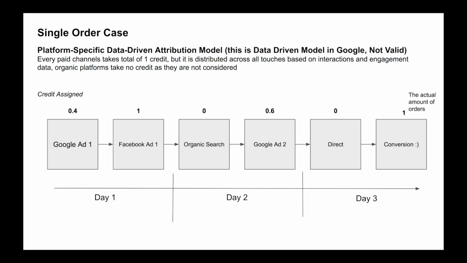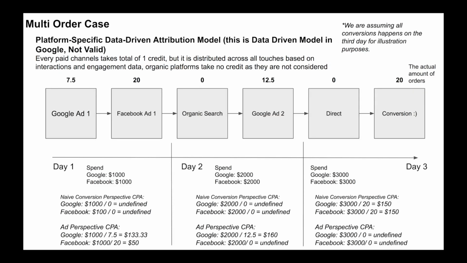But because there are 2 Google ads, and depending on the experiences of the 2 Google ads, Google Ads 2 has a little bit better experience, so it took 0.6, and Google Ads 1 took 0.4. And in a multi-order case, same distribution here, similar method of computation here, the naive conversion perspective didn't change because it's attributed on the day of conversion, and because it's a naive model, you just do 150 still flat.